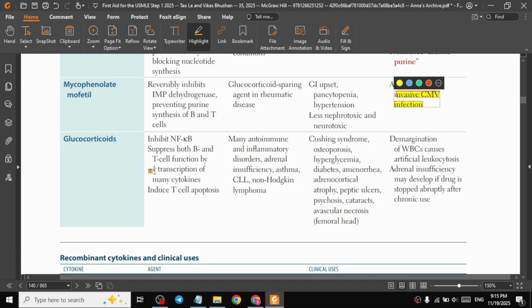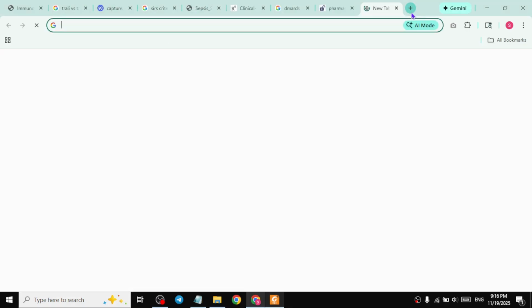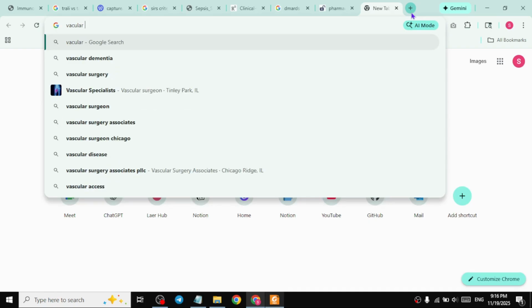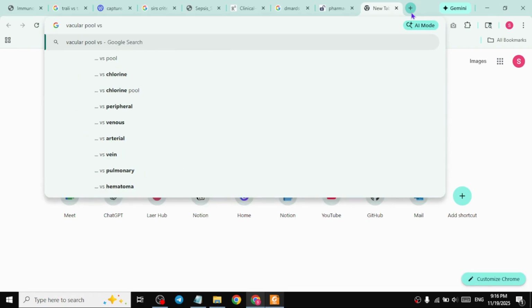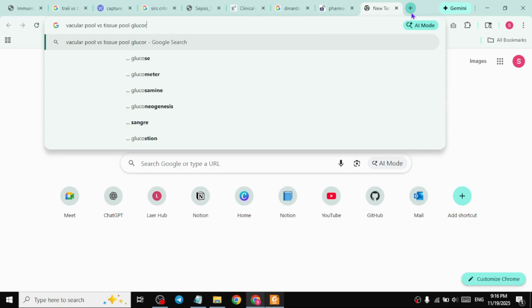Because glucocorticoids suppress the proteins that help lymphocytes transfer from vascular structures to tissues. Sometimes they say the vascular pool, right? So there's two pools. Let me just show you. Vascular pool versus tissue pool, glucocorticoid.